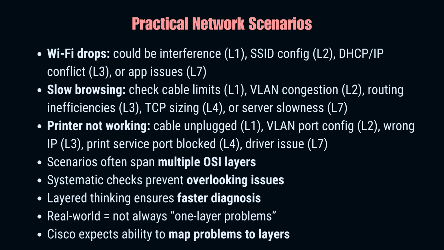For slow internet browsing, investigate physical layer bandwidth limitations or cable problems. Data link layer switch performance or VLAN configurations. Network layer routing inefficiencies or congestion. Transport layer TCP window sizing, and application layer web server performance. When printers aren't working on the network, check physical layer cable connections, data link layer switch port configurations, network layer IP address assignments, transport layer print service ports, and application layer printer driver installations. This layered approach ensures comprehensive problem solving and prevents overlooking critical issues.